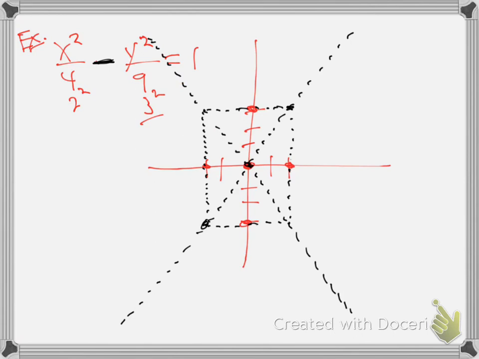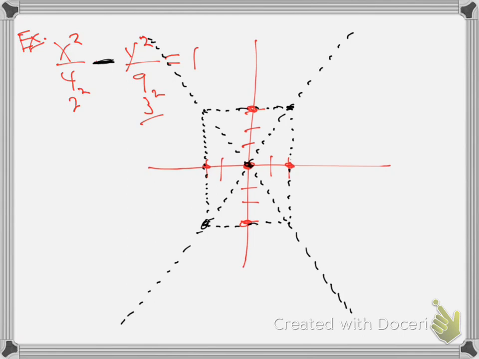You tracking with me? So, I started off just like an ellipse. I went right 2, left 2, up 3, down 3. Underneath x, right, left, y, up, down. Put my 4 dots, but instead of making an egg, I made a dotted box, and I filled in the diagonals and let them shoot out the edges. Those are going to be asymptote lines.